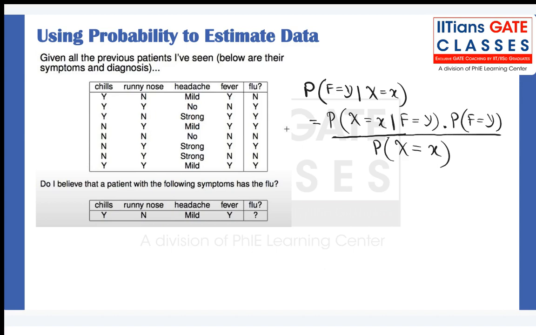Now, what is the probability that flu is yes? Can you calculate this and let me know quickly? Something very simple, right? 3, 4, 5. 5 by 8. Correct. The thing is how to calculate the other part, correct?